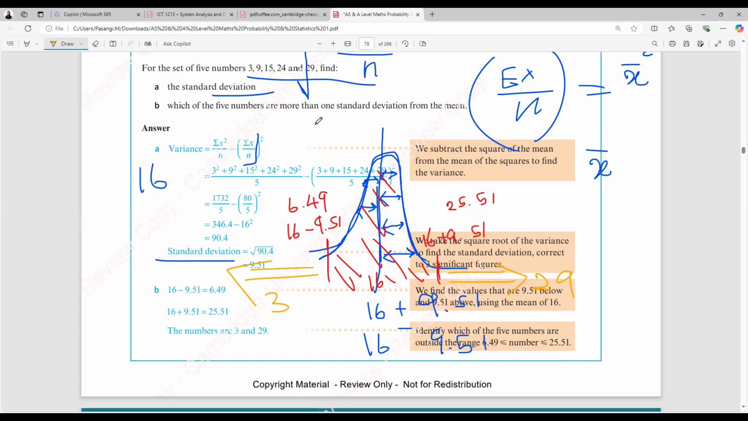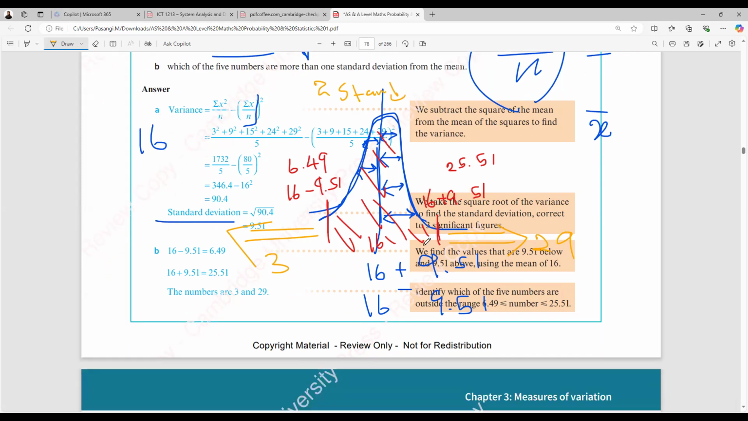If they mentioned two standard deviations, imagine. Then what do we have to do? Then we need to calculate 16 plus 2 times 9.51 and then 16 minus 2 times 9.51. See, here there are two standard deviations. Here they have mentioned the numbers are more than one standard deviation. That is why I just took 1 times 9.51.